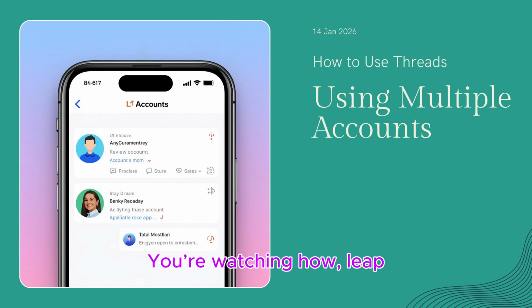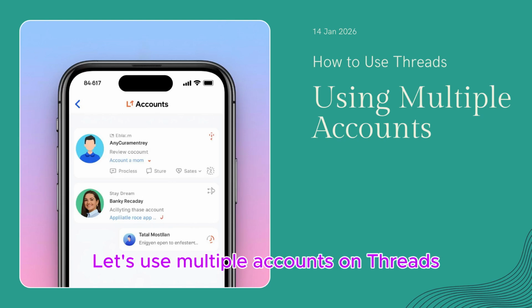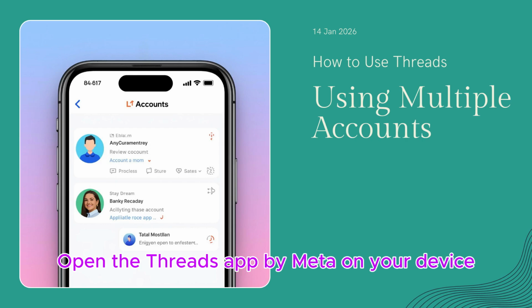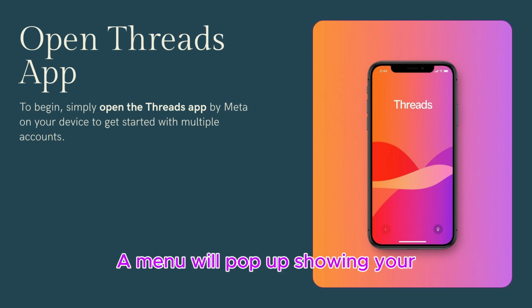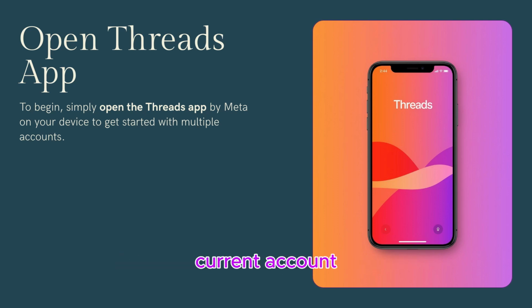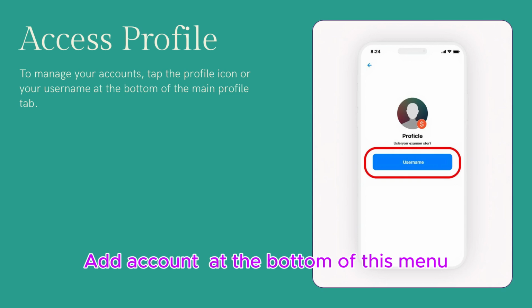You're watching how Leap lets you use multiple accounts on Threads. Open the Threads app by Meta on your device. On the main profile tab, tap the profile icon or your username at the bottom. A menu will pop up showing your current account. Tap Add Account at the bottom of this menu.